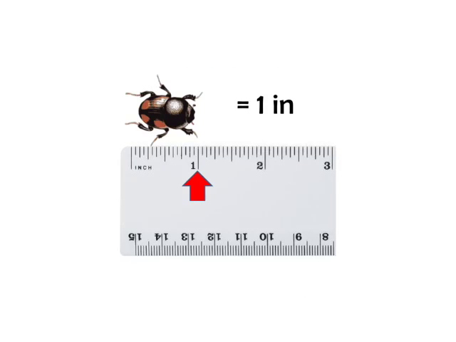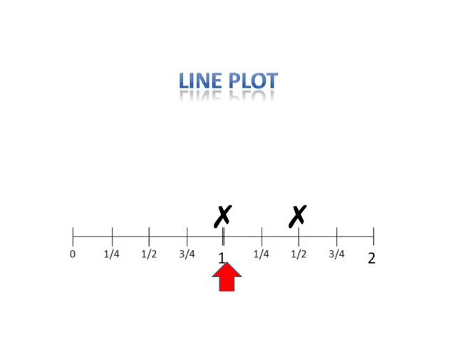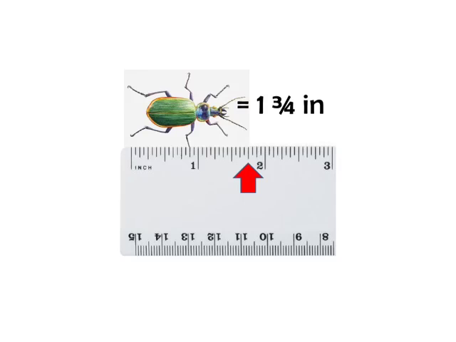Let's measure our next beetle. It looks like that one's about 1 inch. So we're going to go to the 1 inch mark on the line plot, and we're going to put an X. Then we're going to measure the next beetle. It looks like it's 1 3/4 of an inch. I can see that as 1, and then 1, 2, 3/4 of an inch.